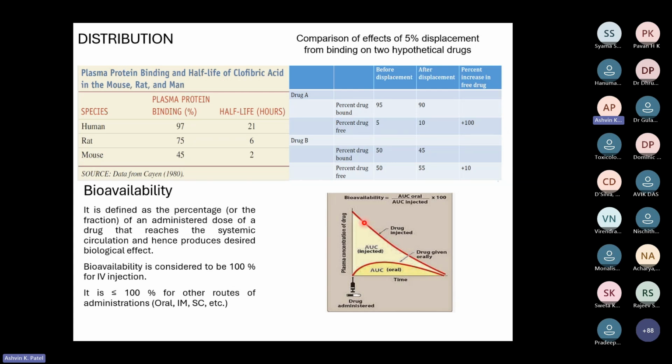In this graph, when we administer the drug intravenously, in the initial phase it reaches 100% availability, and over the course of time it reduces. Whereas in oral administration, in the initial phase it is 0, then over time it increases, and slowly it comes down. So bioavailability is calculated as AUC of oral divided by AUC of injected, multiplied by 100.